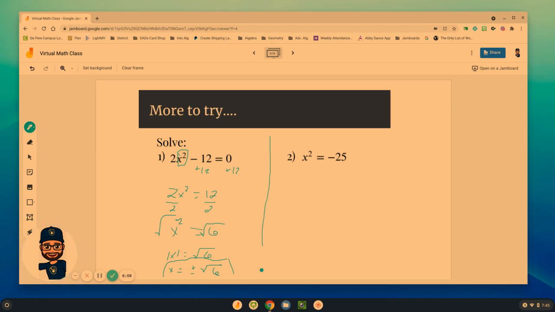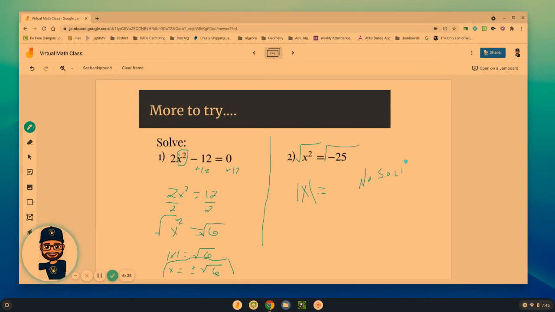We haven't learned how to simplify those yet, so we'll leave it as plus or minus the square root of 6. In number 2, we already have x squared by itself, so the first step is to take the square root, or the absolute value of x equals, well, wait a second. Can I take the square root of a negative number? That's impossible at this point. We're going to learn something soon on how to do that.